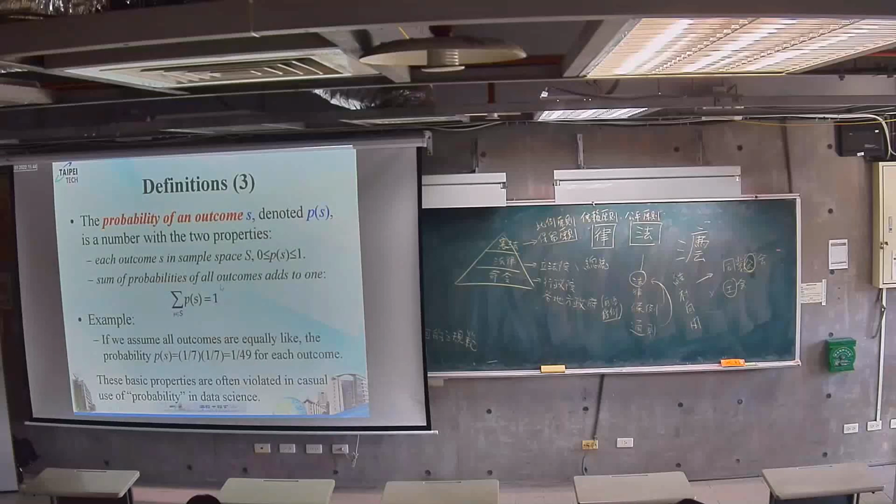And the second property you need to validate would be that the sum of the probabilities of all outcomes is equal to 1. This second property should also be validated in order to say that the function you associate with the outcomes would be the probability.